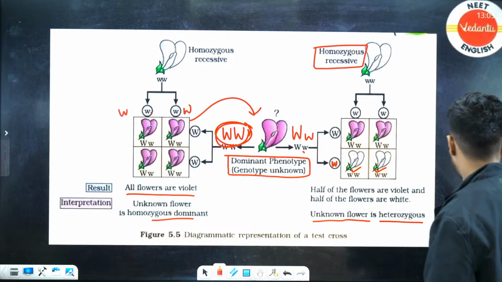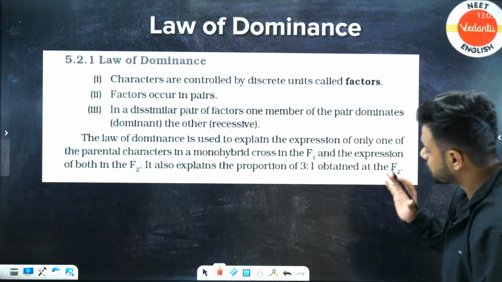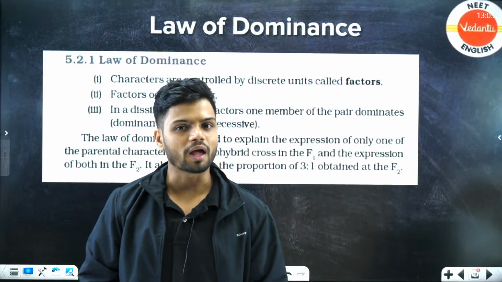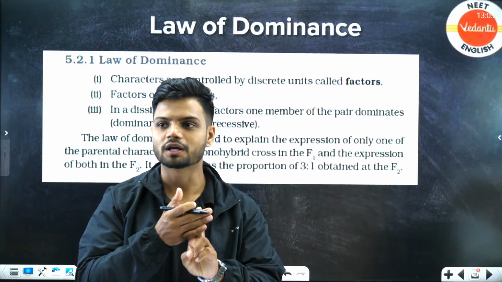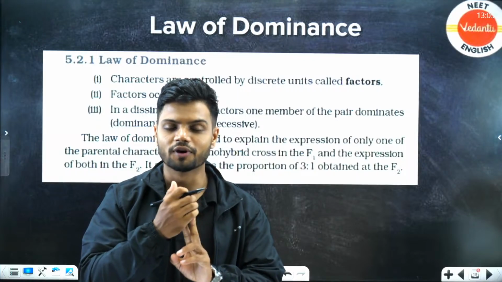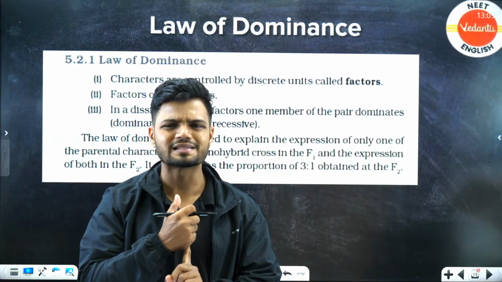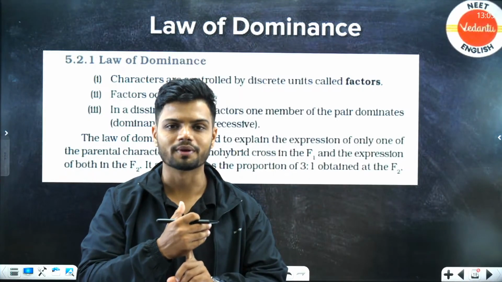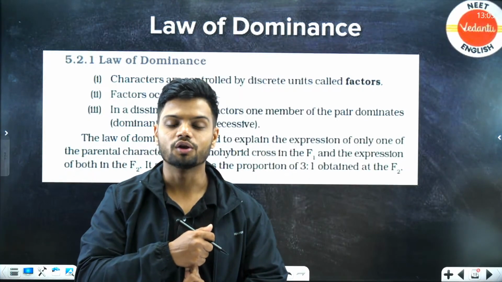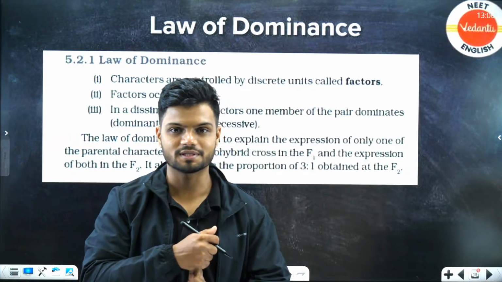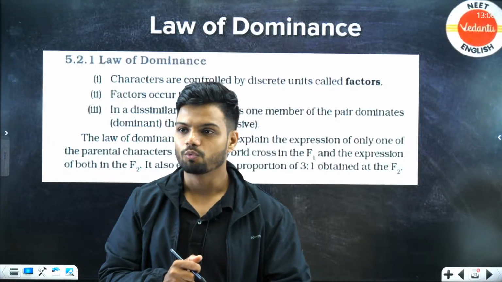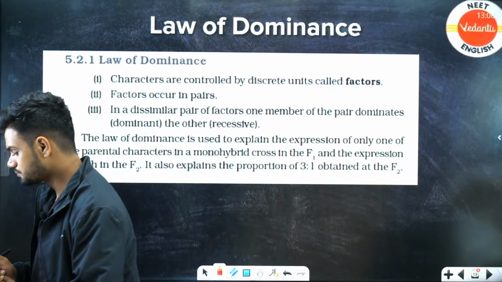Now students, next, there are 2 main laws from the monohybrid cross. The first one is called the law of dominance, and the second one is called the law of purity of gametes. What is the other name of law of purity of gametes? Tell me quickly in the chat.